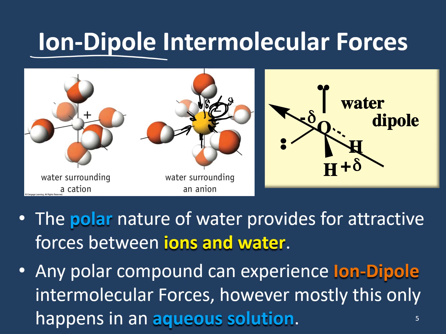Any compound that's polar can experience ion dipole as long as we mix that polar molecule with an ion. So if we have polar molecules and ions present in our mixture, then we have ion dipole interaction occurring. Most often, however, this occurs in aqueous solutions where we dissolved an ionic compound, though.